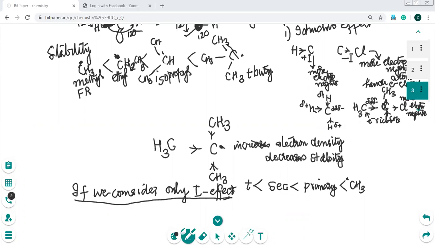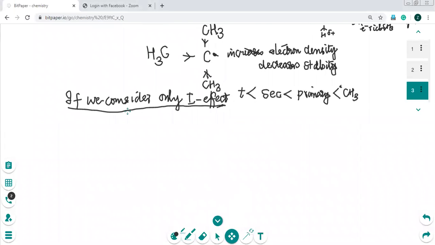Okay. Now let's continue. Now see here. So if we consider only minus inductive effect, then for tertiary free radical, secondary free radical, primary free radical, and methyl free radical, the order of stability increases in this direction.